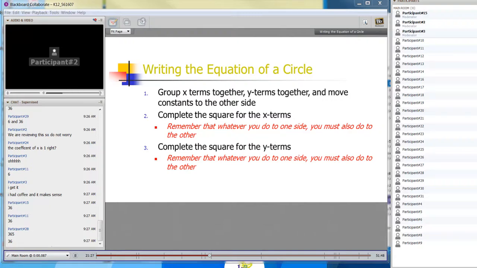All right? So I'm going to show you what this looks like. I'm going to group the terms together for you. I'm going to demonstrate what that looks like. I'm going to complete the square twice for you on the screen as an example and answer any questions, and then we're going to try one together.